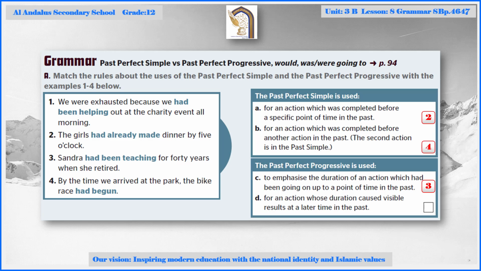The second point is for an action whose duration caused visible results at a later time in the past. Amazing. The matching example is number 1. We were exhausted because we had been helping out at the charity event all morning. Thank you very much. That's very good work. And please now, let's move to our final exercise to check our understanding of the whole lesson. Please, let's go ahead.